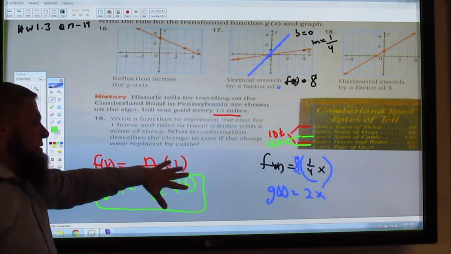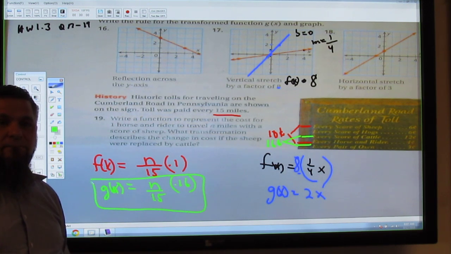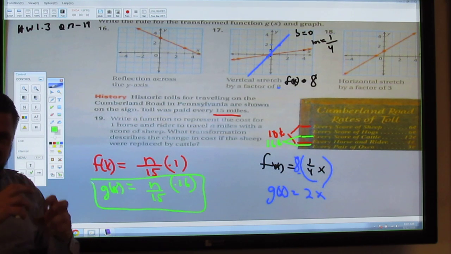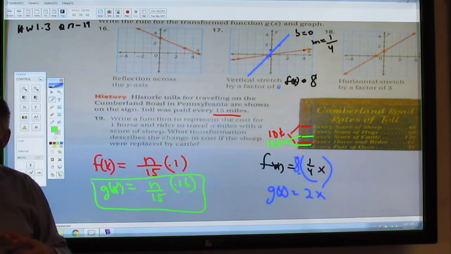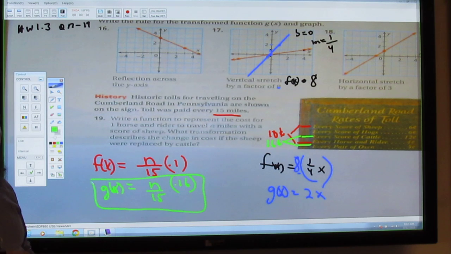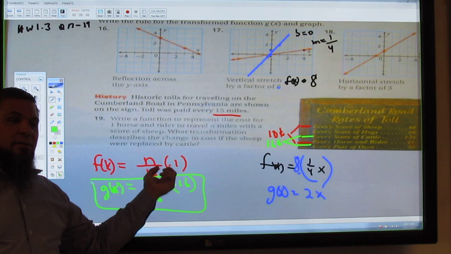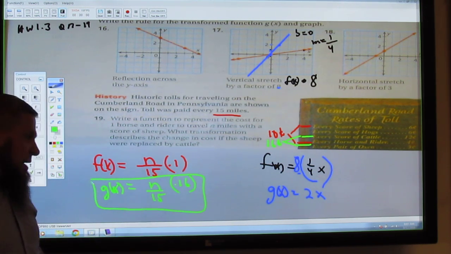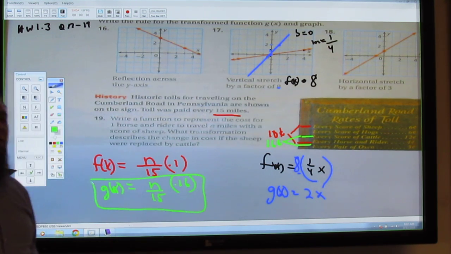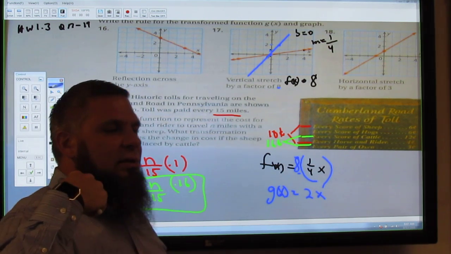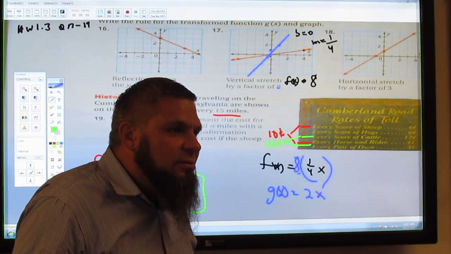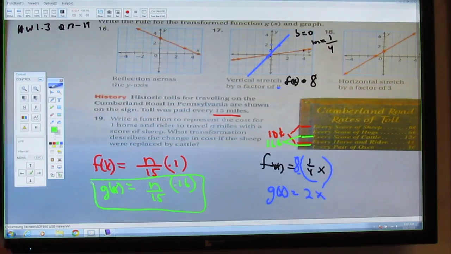Could I have written this as 10 and 16? Yes. If I wrote this as 10 cents and 16 cents, then it would be a stretch. Does that make sense? But since I wrote it as 10 cents, or a tenth of a dollar, and 16 cents, or 0.16 of a dollar, then it would no longer be a stretch, it would be a compression. Do the graphs change? No, they're the same. That's the point here.